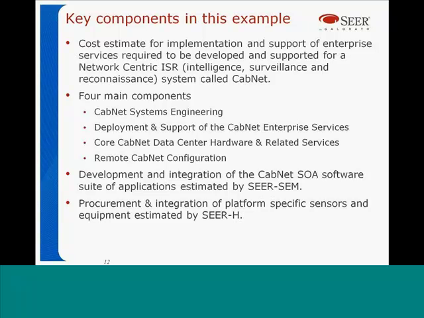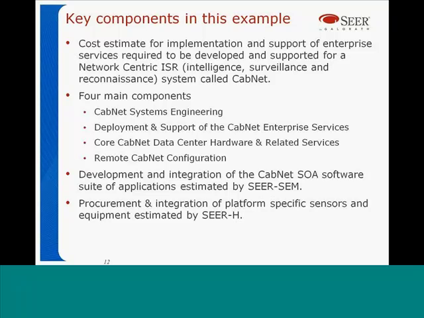4 key components of the estimate. I mentioned systems engineering, and I'll show you how we use the COSYSMO model to estimate it. We have the deployment and support of all the enterprise services, which is all the software, databases, and middleware, and how they come together to provide all these IT services. We have the hardware, the data center hardware and facilities, as well as a remote setup, a remote location. So we've included that here.